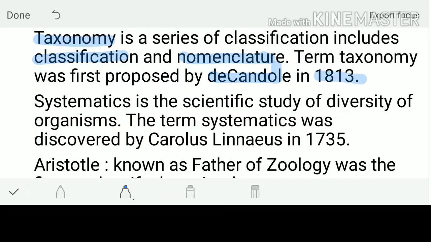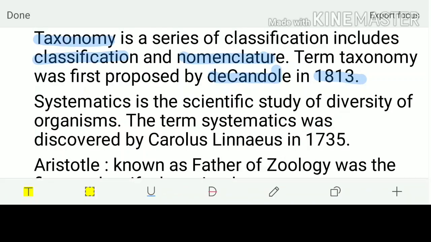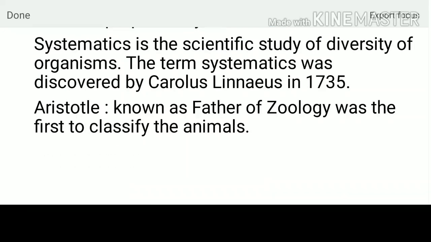Now one other word coming in front of us is systematics. Systematics is the scientific study of diversity of organisms. So ultimately, on that basis, the individuals in the organism will be kept in different groups, or what we call the phylum.